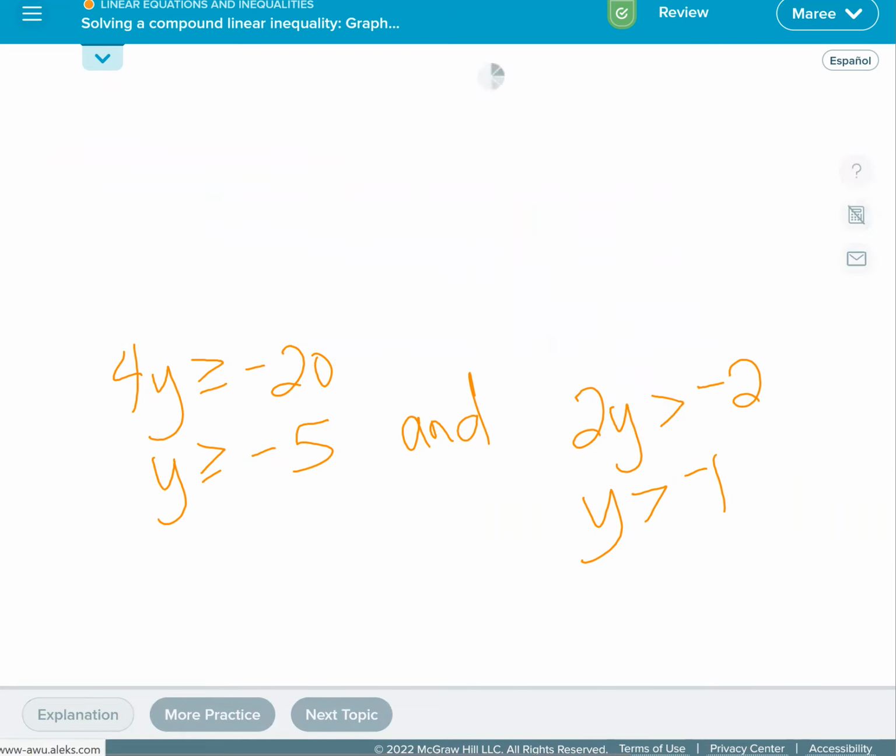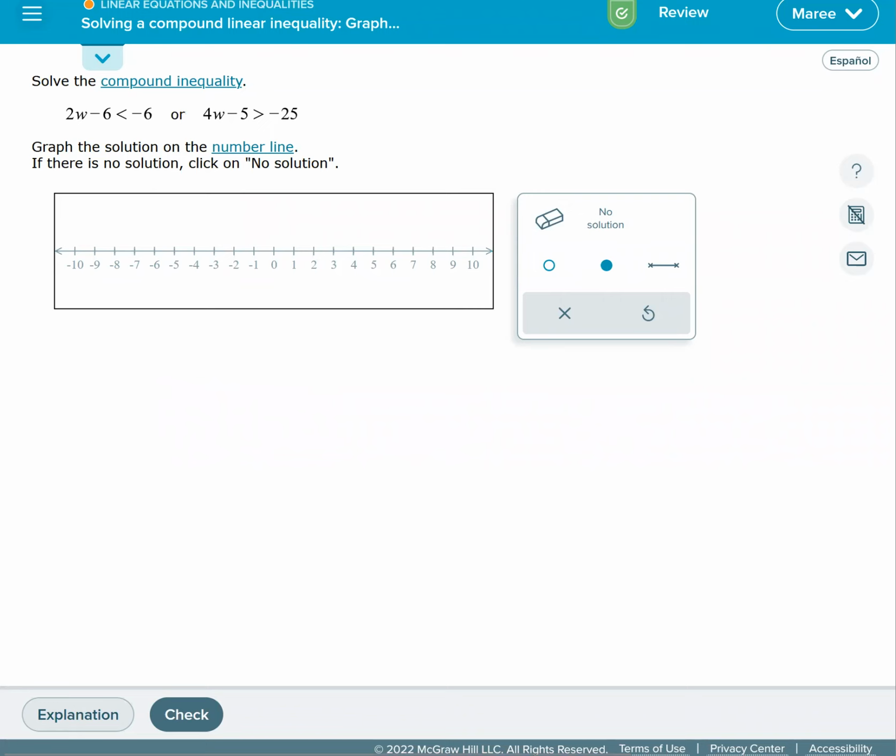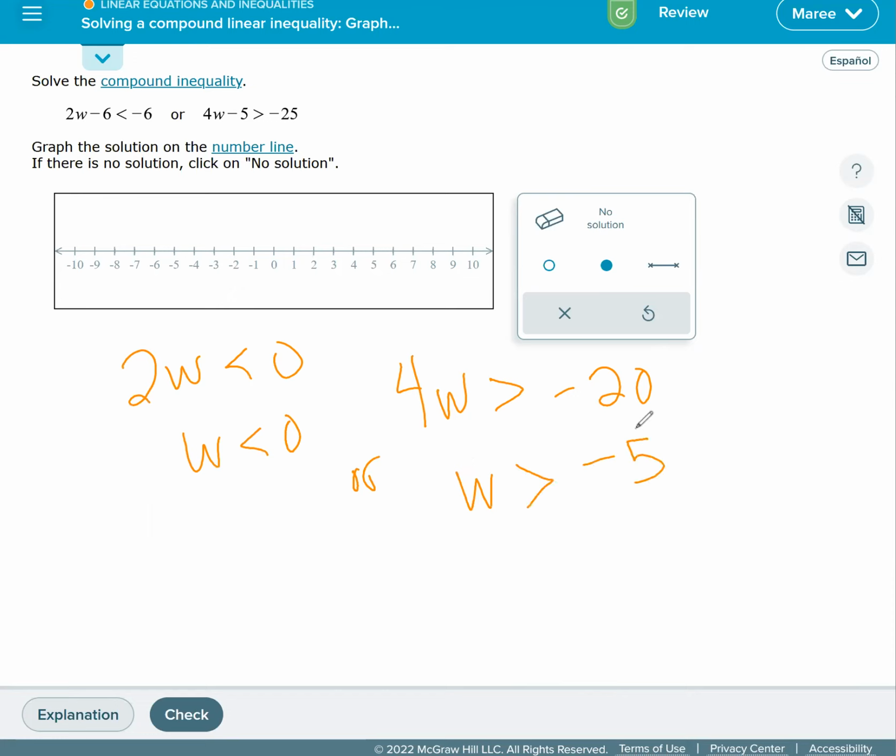Okay, we're going to do one more here. So we're going to add 6 to both sides to get 0, divide by 2, w is less than 0. Here we're going to add 5 to a negative 25 to get a negative 20. Oh, wait, what's our word? Okay, we're looking for or. We divide by 4, w is greater than negative 5.